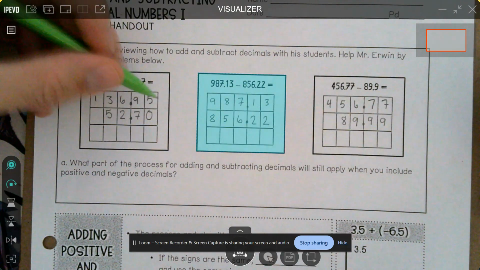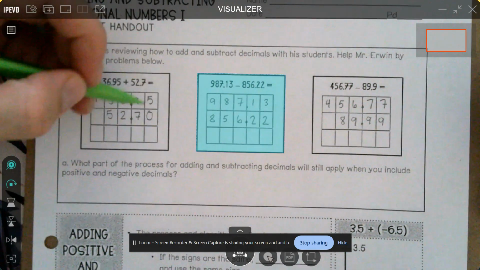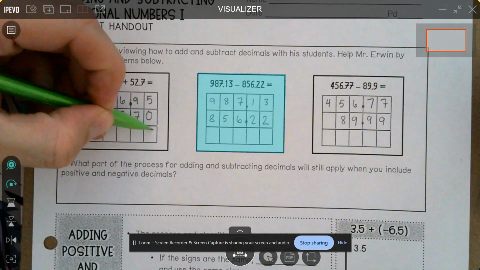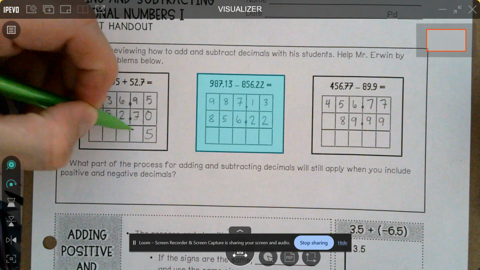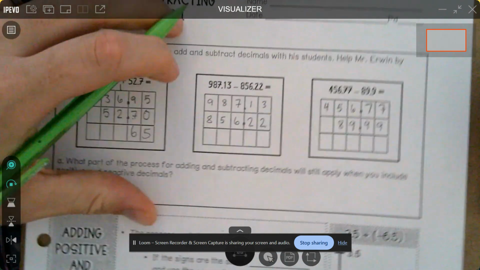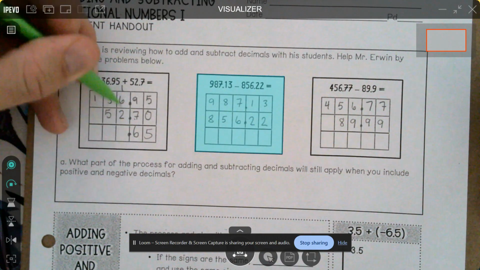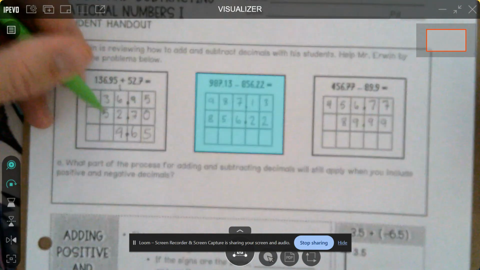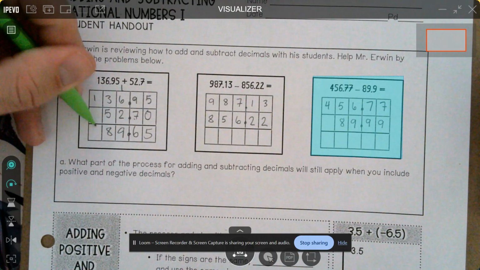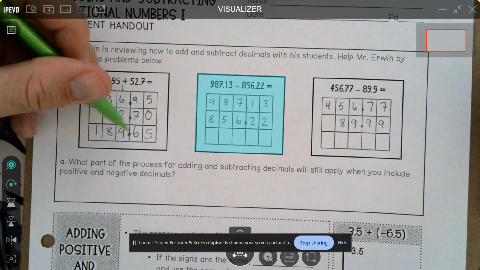So with adding, we just go right to left. Right to left. So 5 plus 0 is 5. 9 plus 7 is 16. Carry over a 1. Bring down our decimal. 6 plus 2 plus 1 is 9. 3 plus 5 is 8. And bring down the 1. Our answer is 189 and 65 hundredths.